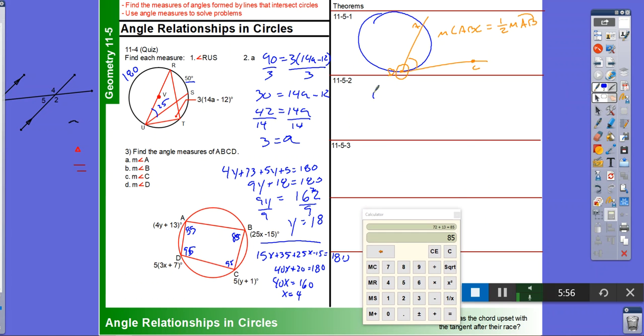So here we have one that is in a circle. This time I'm going to have two chords, and they intersect inside the circle, not on the edge. Let's call this A, let's call this M for fun, B, and let's go Y and Z for these points here. So here's the cool thing about this one.